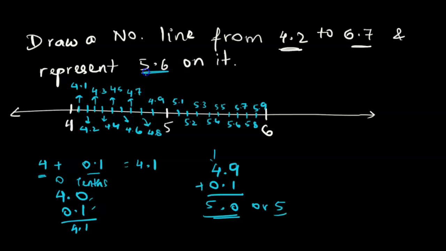They want us to represent 5.6. So how do we represent 5.6? We know this number is 5.6. So we can mark this point with a circle, or you can mark it with a different colored pen, and you can circle this as 5.6.